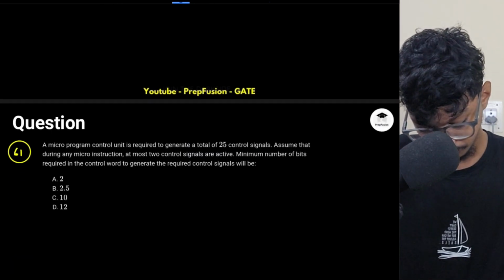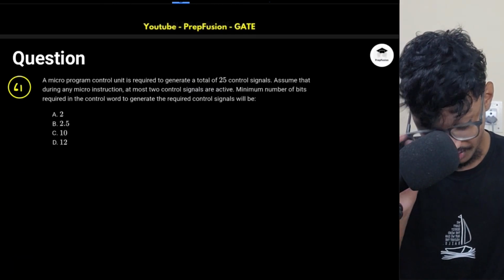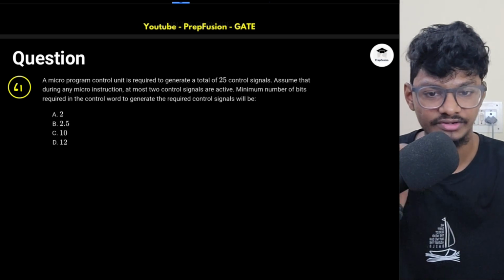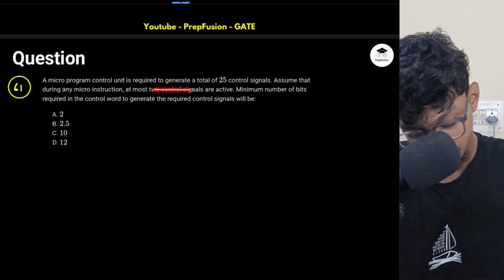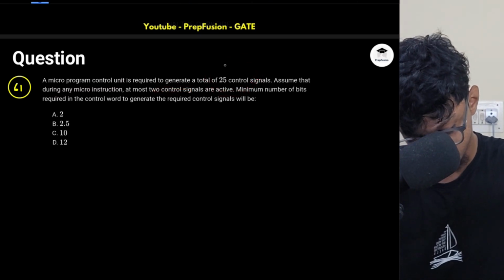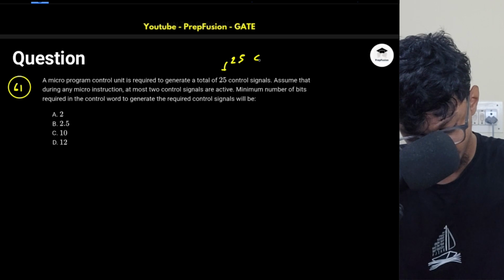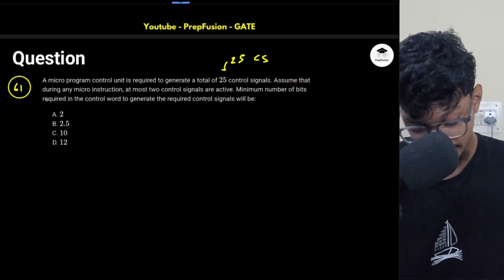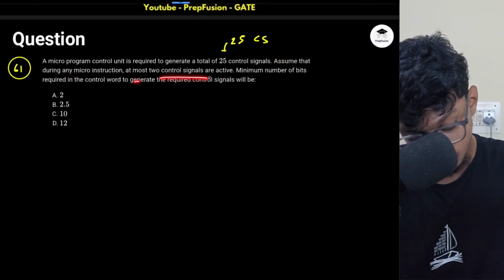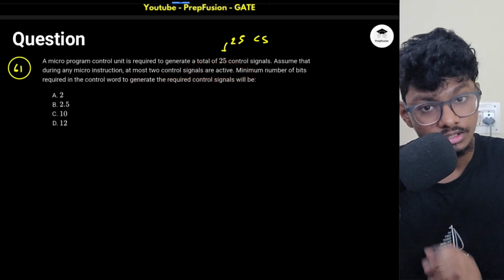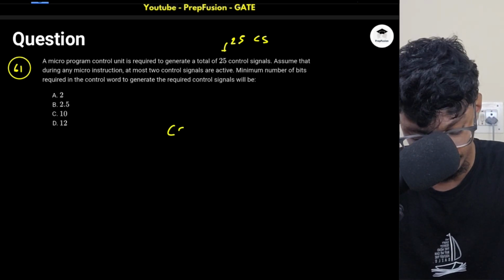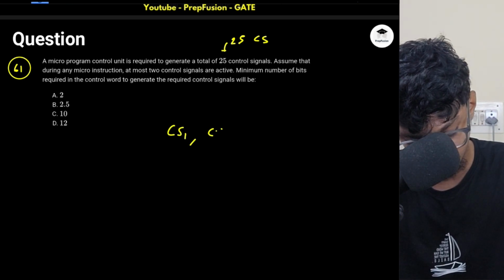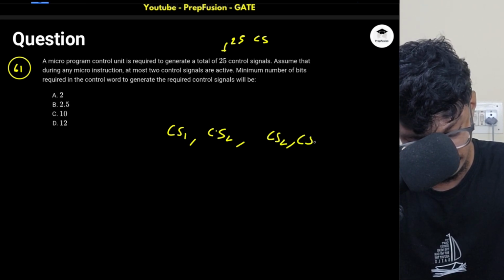This question is also very good. We need to be very careful in this question. So I will solve this question. Here a microprogram control unit is required to generate a total of 25 control signals. Assume that during any micro instruction, at most 2 control signals are active. During any micro operation, at most 2 control signals can be active. So it can be CS1, CS2, it can be CS2, CS3, it can be anything.